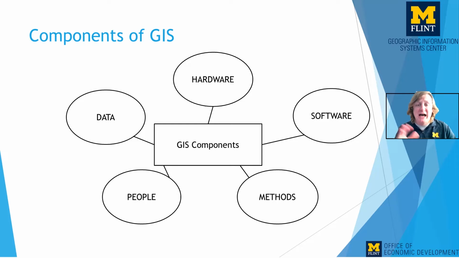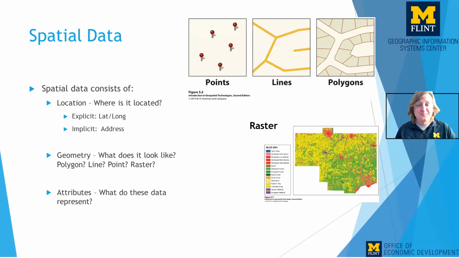Then there's the software that's on your hardware that allows you to manipulate data or store the data, with data being that third component. Obviously, you need data to be able to visualize. And then you have the methods that you use to then visualize that data or analyze that data or store that data. And then obviously with people, you need people to be able to do or utilize those four other components that make up GIS.